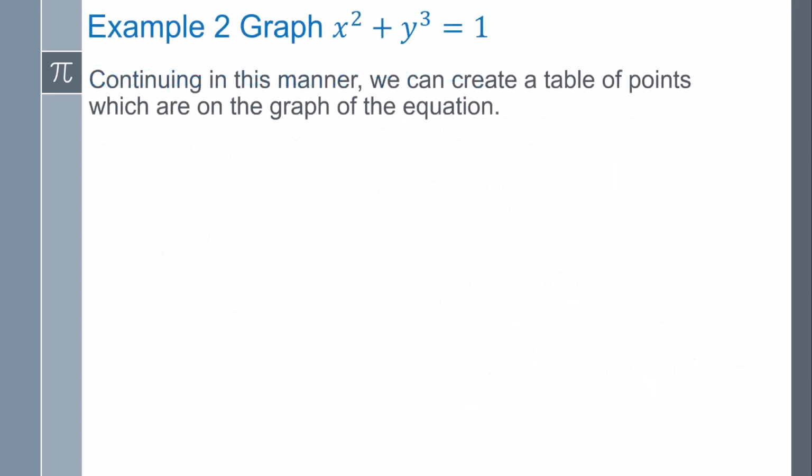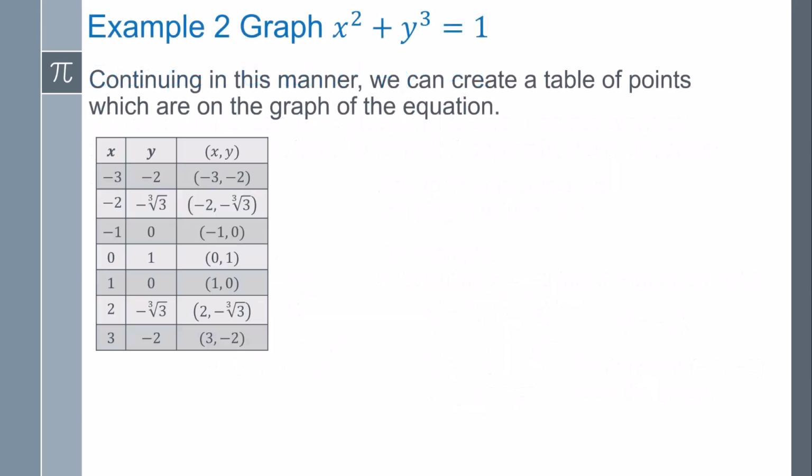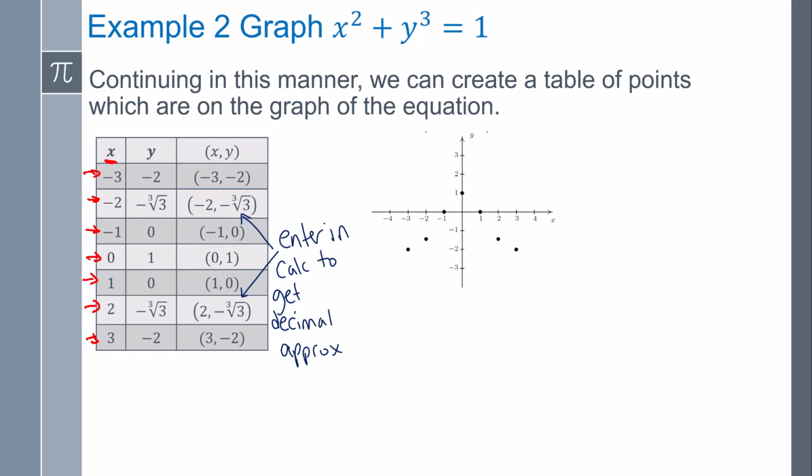Now you can keep going with this. If I wanted to, I can continue and create a table. I'm the one choosing, so you're going to be the one choosing all the different x values. You plug them in, you can use your calculator, enter them in, and you're going to get the y values. So you're going to get a set of points. Then you can take those points, place them on a graph like so, and because we know it's an equation, you can connect them.